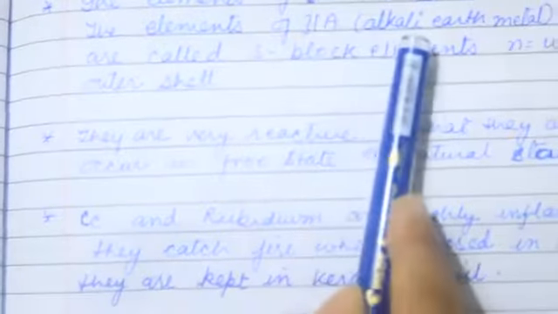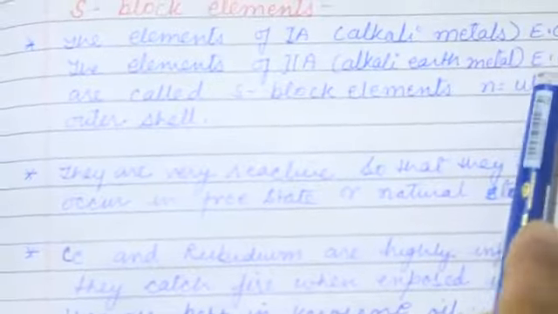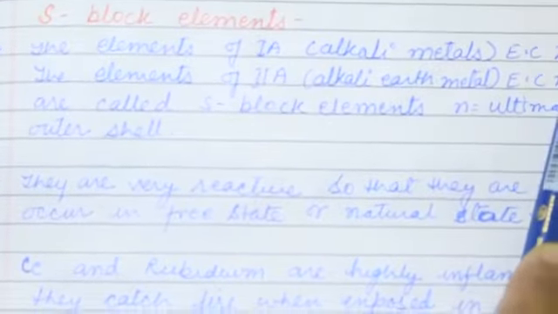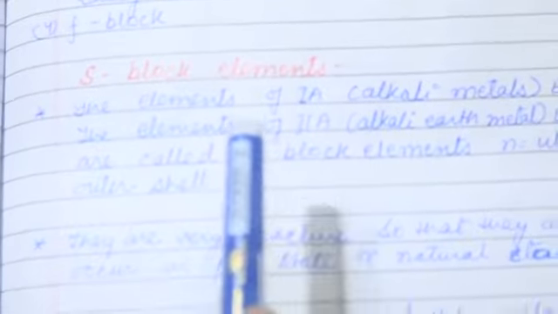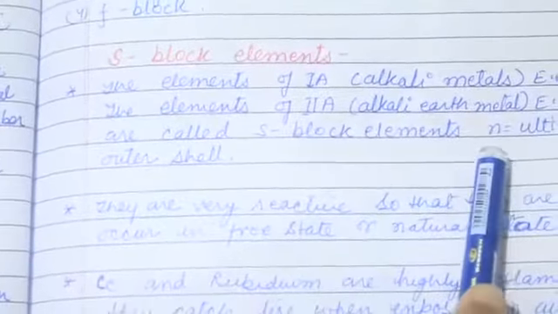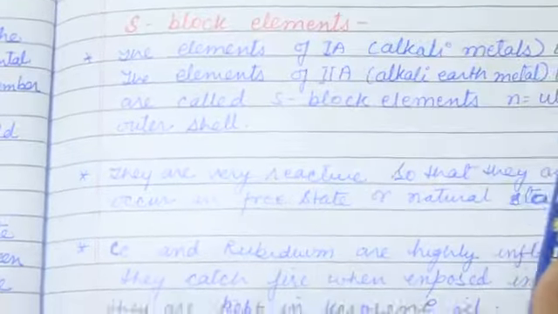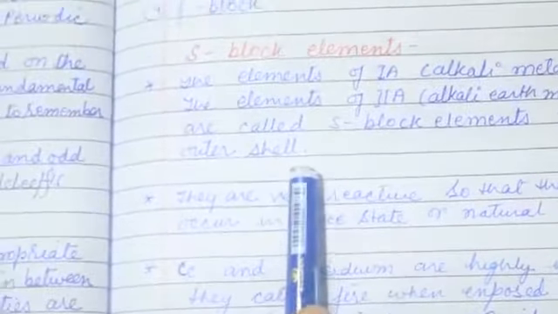The elements of the second A group are called alkaline earth metals. Their electronic configuration is ns2. See, this is 2s2, 3s2, 4s2 and so on. So they are called S block elements because they end at the S orbital, where n is the ultimate or outer shell.